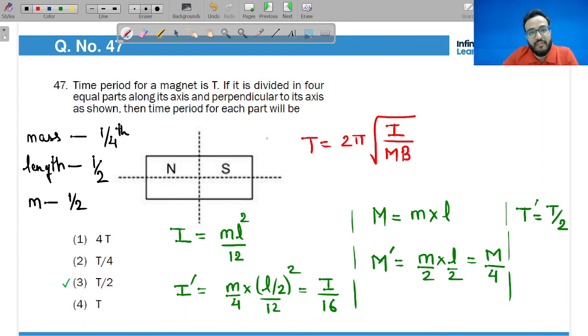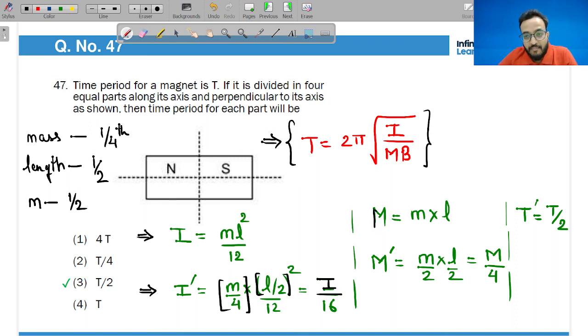Now what is the formula for the time period? This is 2 pi root over I by mB. Now what about moment of inertia? It is m l square by 12. So if mass becomes 1/4 and length becomes half, put the values, moment of inertia becomes 1 by 16. Now, what about magnetic moment? Magnetic moment is pole strength into length. If pole strength becomes half and length becomes half, this becomes 1/4. So put I by 16 upon m by 4. The new time period will become half. Got it?